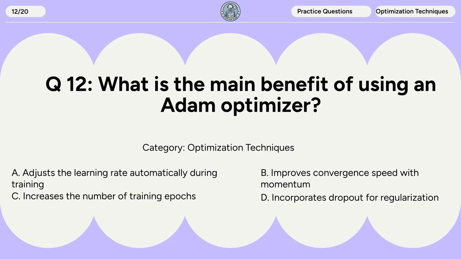Question 12. What is the main benefit of using an ADAM optimizer? A. Adjusts the learning rate automatically during training. B. Improves convergence speed with momentum. C. Increases the number of training epochs. D. Incorporates dropout for regularization.